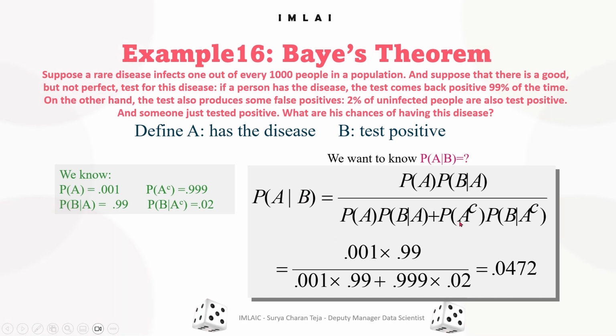For that you have to take all the existing probabilities and do that. So P of A multiplied by P of B given A, divided by P of A times P of B given A, plus P of A complement multiplied by P of B given A complement. Hence your 0.001 multiplied by 0.99, all divided by the same plus 0.999 multiplied by 0.02, and it's 0.0472.